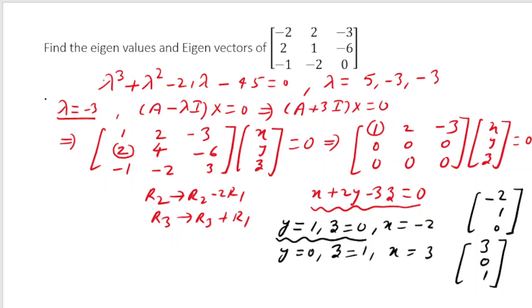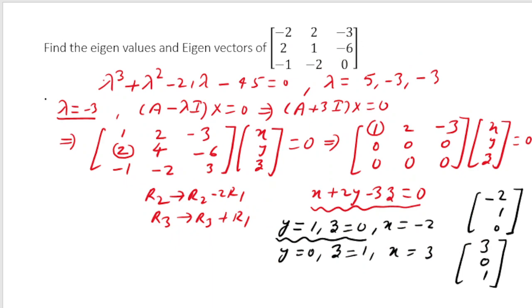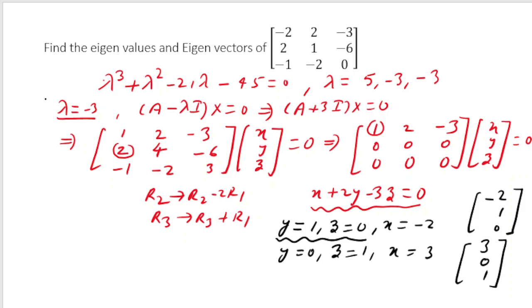Like in the previous case, I was explaining this point earlier. I hope you remember that I can take any multiple of this. Like here I explained that if I got an eigenvector minus 1, 1, then I can take any multiple of this as an eigenvector. But the point I want to highlight here, again I repeat it, is that for the same eigenvalue, that is lambda is equal to minus 3, we are getting two independent eigenvectors.